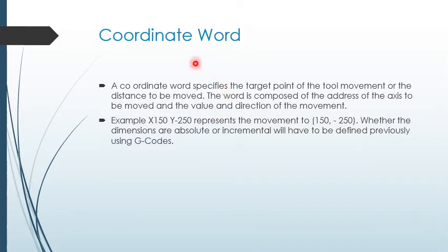Next is the coordinate word. The coordinate word specifies the target point of the tool movement or the distance to be moved. The word is composed of the address of the axis to move and the value and direction of the movement. For example, X150 Y-250. That represents the movement of the X axis and Y axis in this direction. Whether the dimensions are absolute or incremental, we have to define previously using G codes.